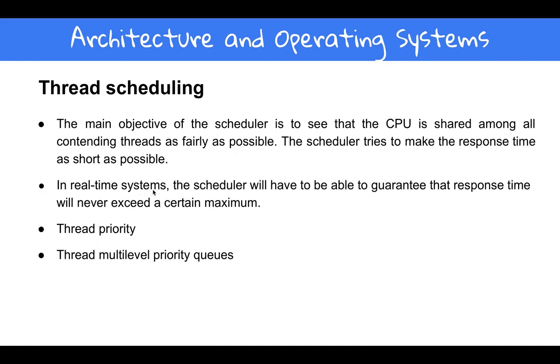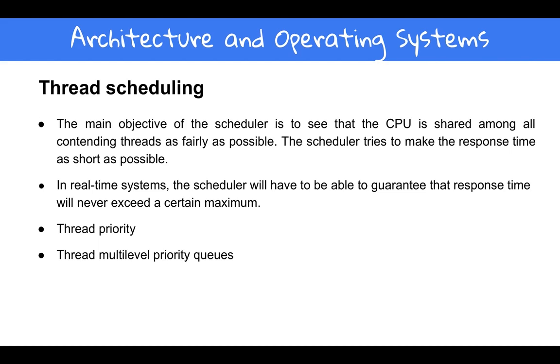In real-time systems, the scheduler will have to be able to guarantee that response time will never exceed a certain time. As soon as this certain time passes, the thread will be preempted, go to the run queue again, and will go back to the CPU. So that's very important to bring down the response time.